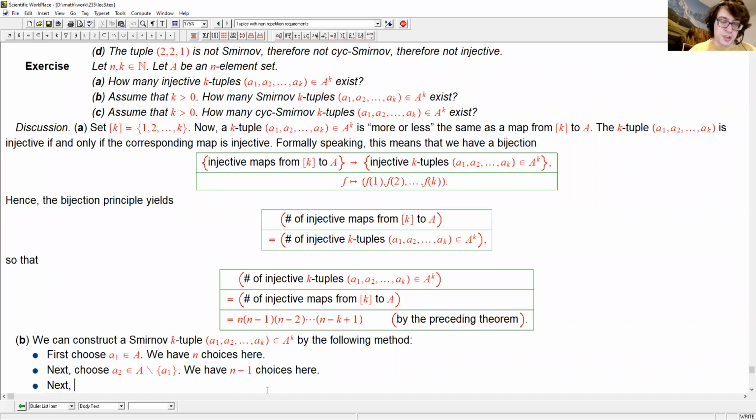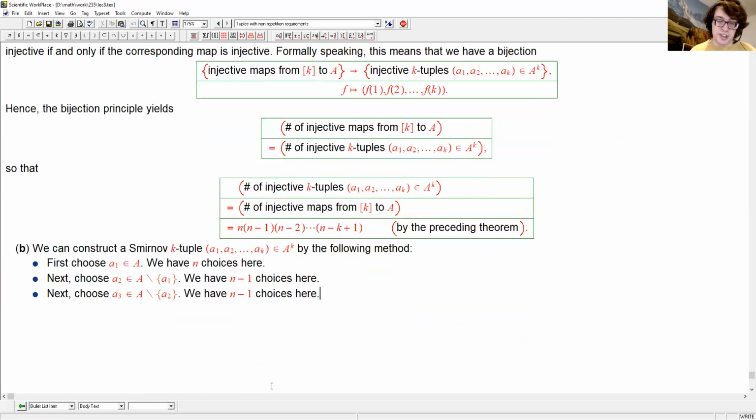Next, we choose A3. And A3 has to be distinct from A2 for the same reason, but it can be equal to A1 if it wants. So again, we have n minus 1 choices here. And this argument just goes on and on until we have chosen all k entries.